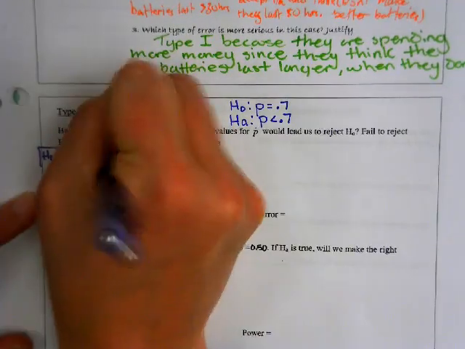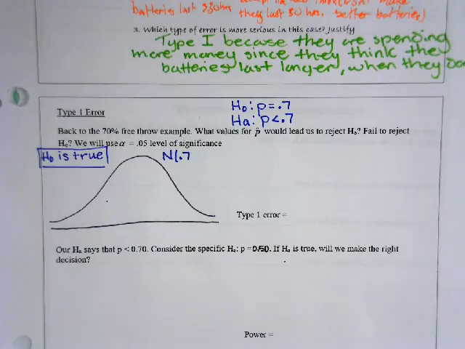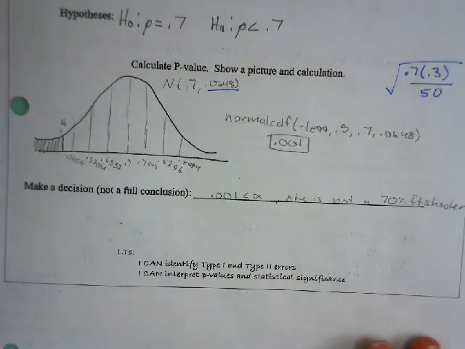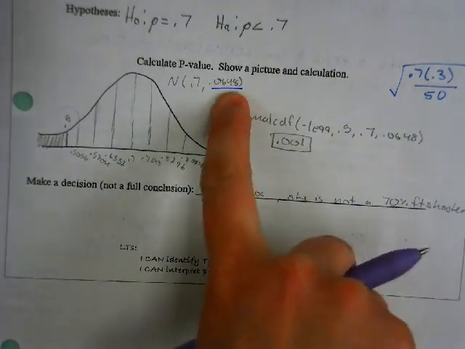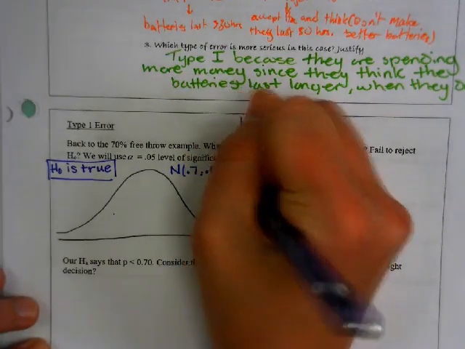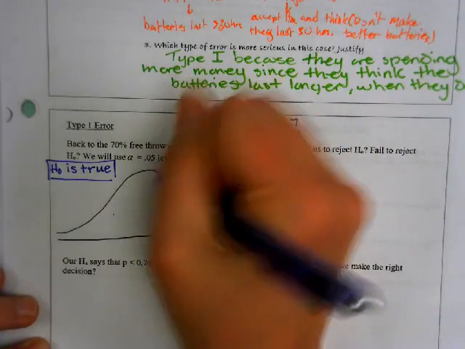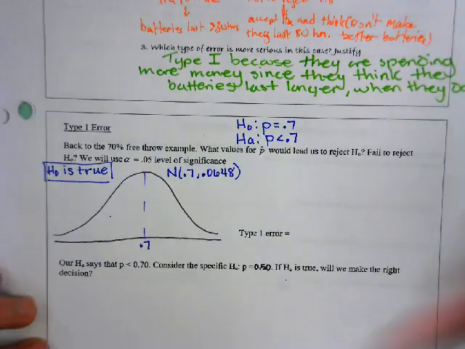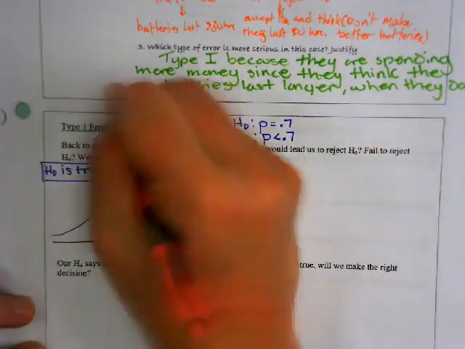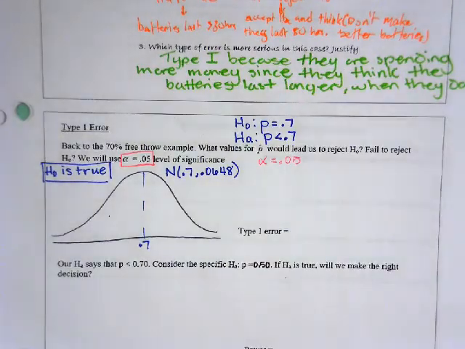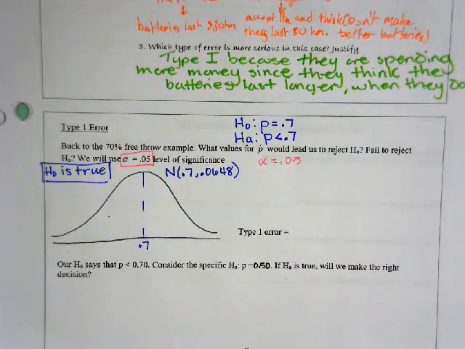And let's see, Lindsay even found our standard deviation. So back on the warm-up, standard deviation was 0.0648. So we have 0.7 at the center. We're working with an alpha of 0.05. So we want to find the p hat that's going to give us a p-value of 0.05 or less.